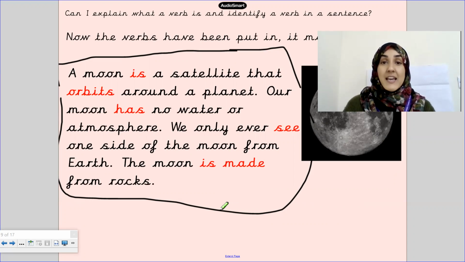Now, hopefully, if you are paying close enough attention, you can immediately see the difference with the passage that contains verbs compared to the passage that does not have any verbs. It just doesn't make sense. When we are writing about something, we need to have the doing words, the action words, or the verbs to make the sentence make sense, to put it into context.